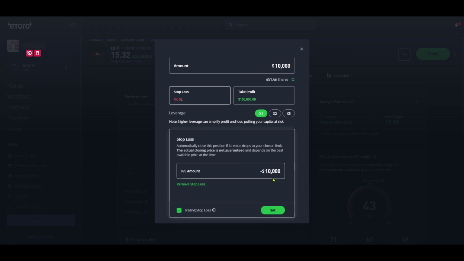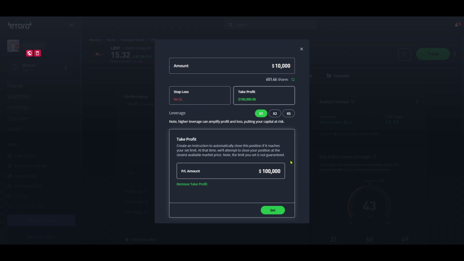Next, consider setting a trailing stop loss, which is an advanced feature that allows the stop loss level to adjust automatically as the market moves in your favor. This way, you can lock in profits while minimizing losses. Lastly, decide on your take profit level. This tells eToro to automatically sell your asset once it hits a certain profit level, securing your gains. Carefully set this level to match your trading strategy and goals.